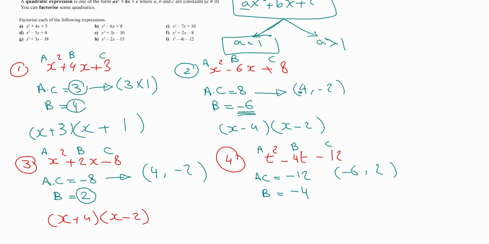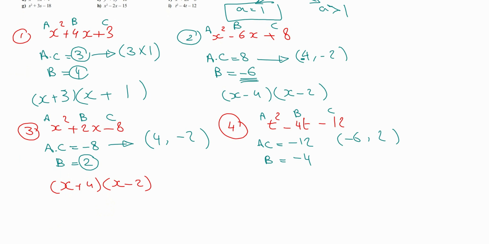So the answer will be t minus 6 times t plus 2. How to check that our answer is true? Expand the brackets and it should be the same expression, okay? t times t equals t squared. t times 2 equals 2t, negative 6t, which gives negative 4t. Negative 6 times 2 equals negative 12. So this is the final answer and it's true.